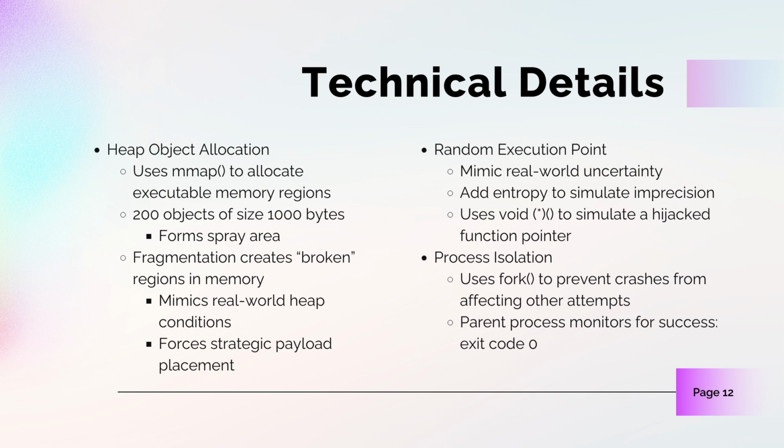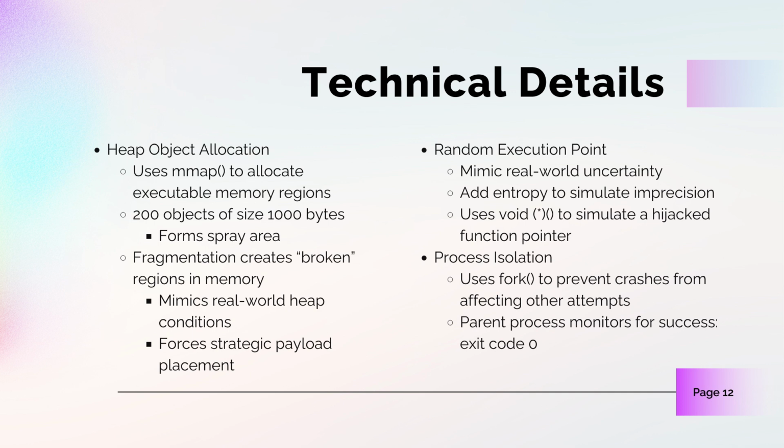A key component of the lab is the randomized execution entry point, which illustrates the probabilistic nature of heap spraying. For each test attempt, the program jumps to a random location within the sprayed memory, with added entropy to reflect the imprecision typical of real-world exploits. This is implemented using a function pointer cast, simulating how an actual control flow hijack might redirect execution in practice.